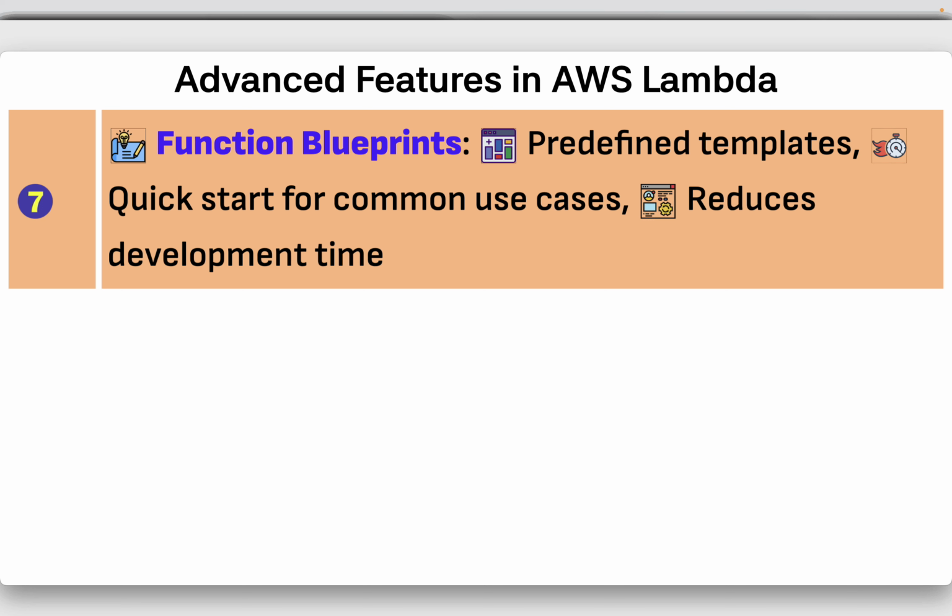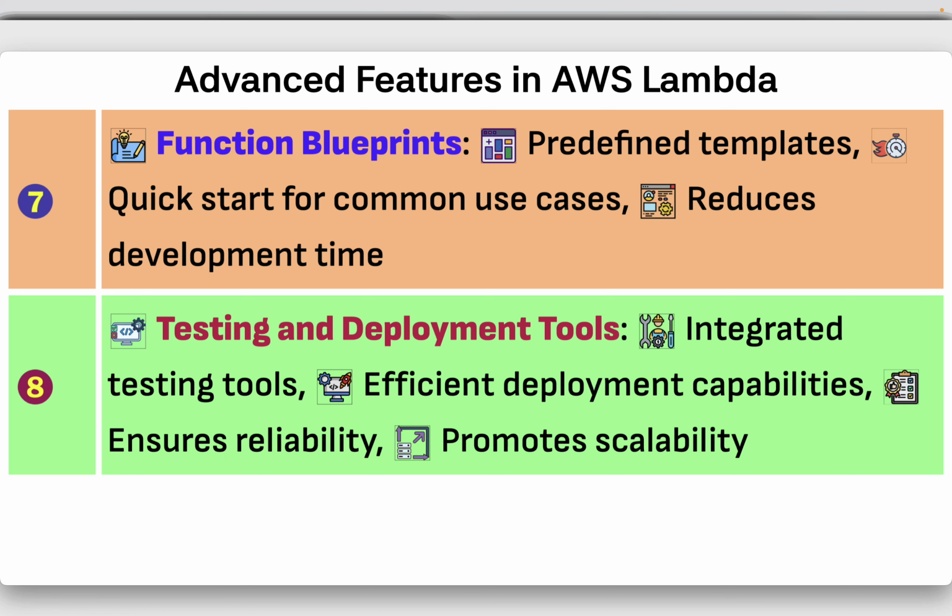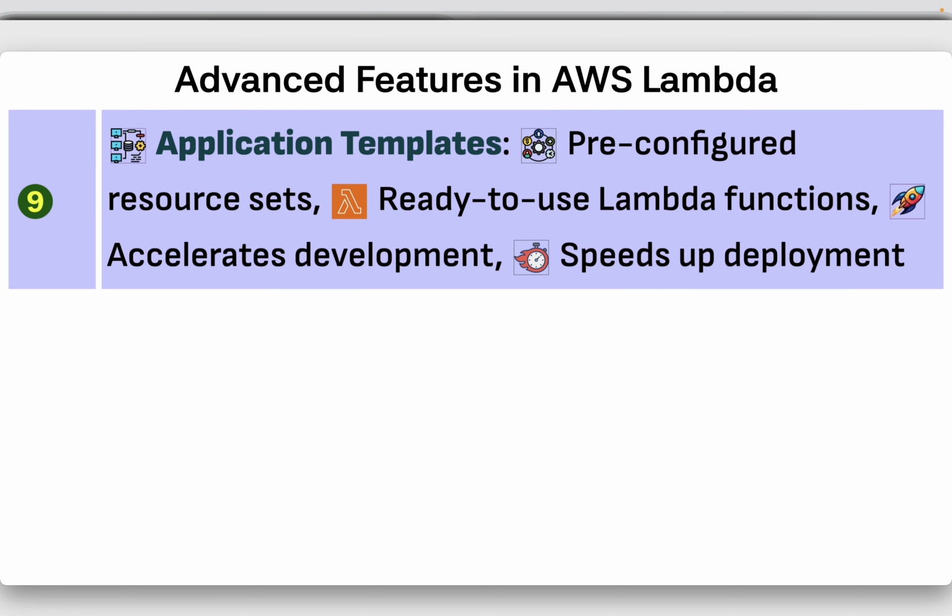Function blueprints. These are predefined templates for Lambda functions that help you get started quickly with common use cases, reducing development time. Testing and deployment tools. You can utilize integrated tools within AWS for testing your Lambda functions and deploying them efficiently, ensuring reliability and scalability. And lastly, application templates. You can start your project with application templates that provide a pre-configured set of resources and Lambda functions, accelerating development and deployment.